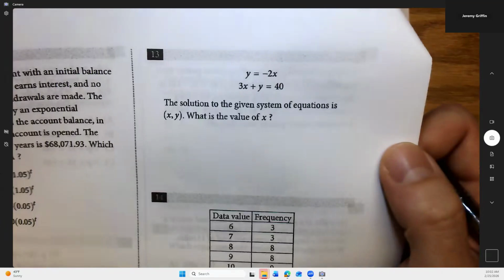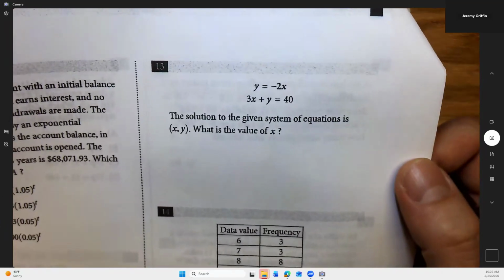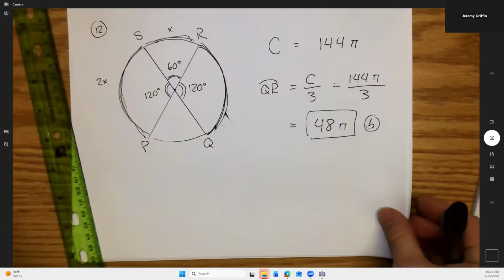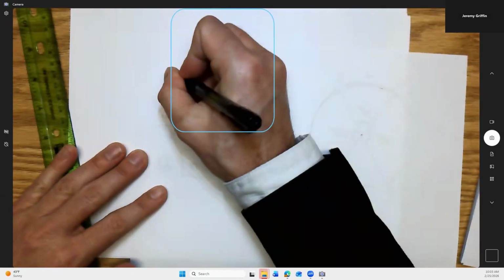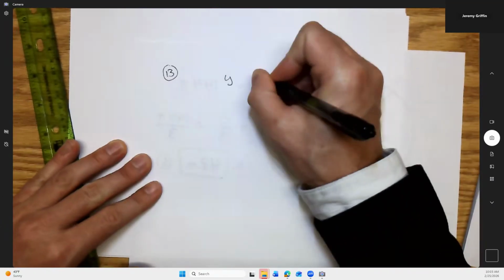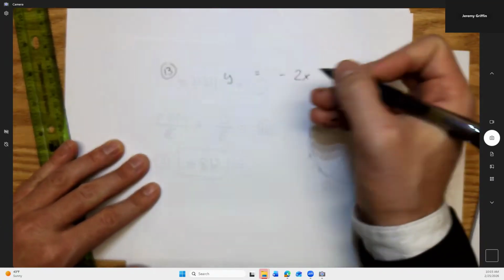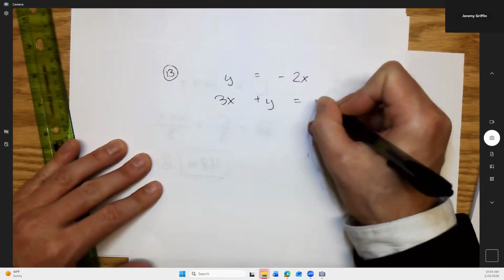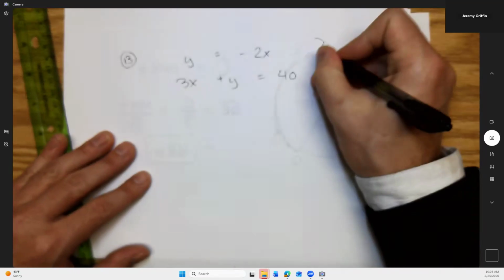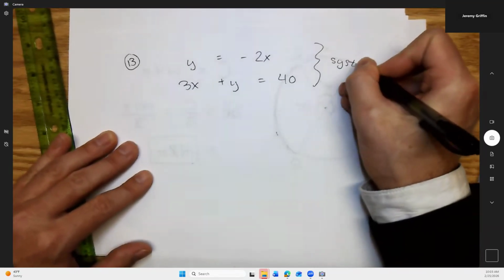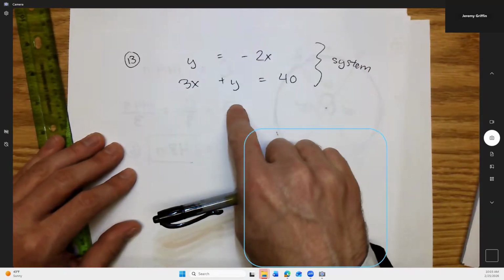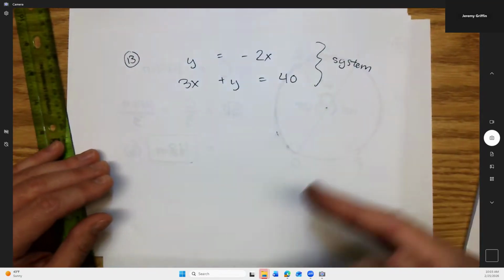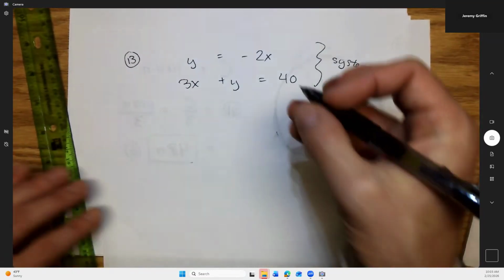We've got y equals negative 2x and 3x plus y is 40. The solution is (x, y). What's the value of x? And not even multiple choice. So let's solve this. We've got y equals negative 2x and 3x plus y equals 40. Here's your system. What I would do is solve for y in terms of x and substitute. You substitute out the y, and you'll immediately get x, which is what they asked for.